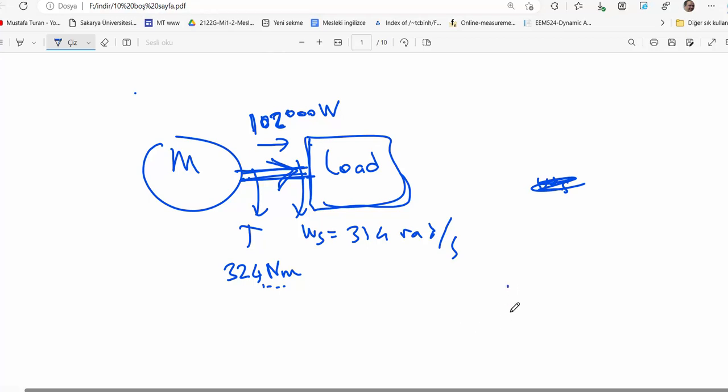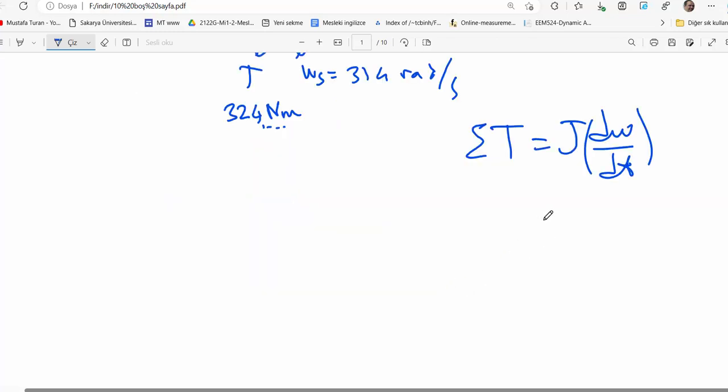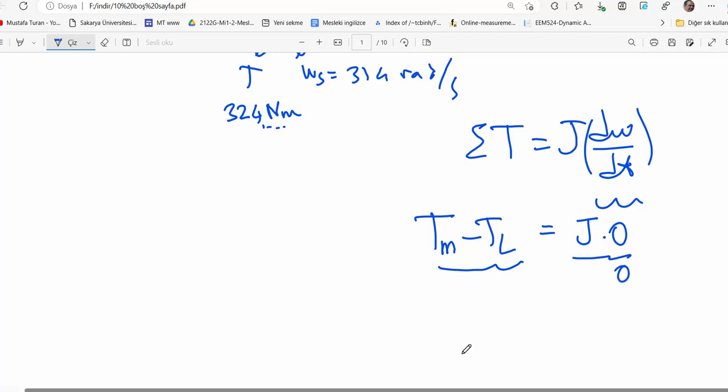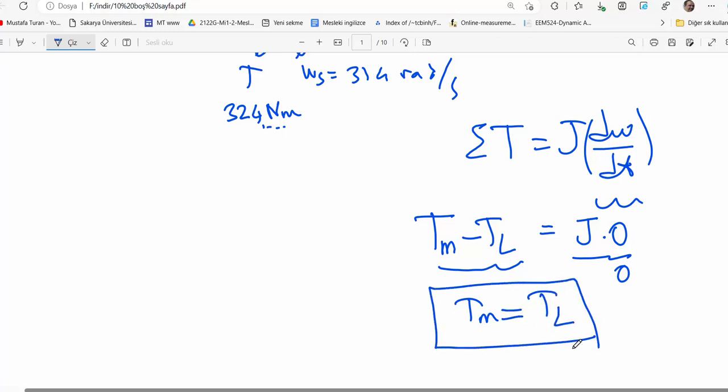Remember Newton's equation. Net torque is equal to J dW over dt, angular acceleration. Since there is no speed change, applied torque to load, which is the mechanical output torque of the motor, minus load torque must be 0. So motor shaft torque is equal to load demand. Those are equal in steady state.